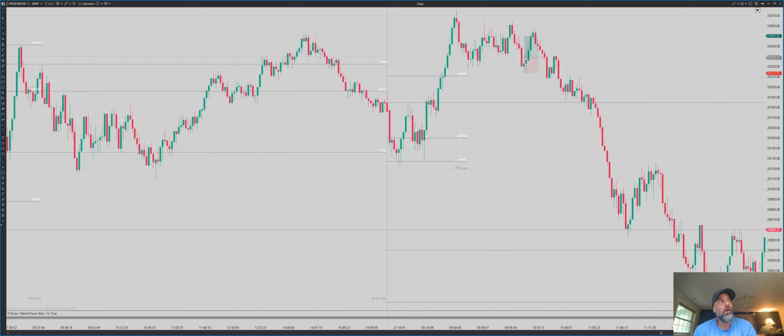Trade log for October 7th, 2025. NQ chart, NQ 2000 tick chart. A little bit of upfront analysis I did during the pre-market.